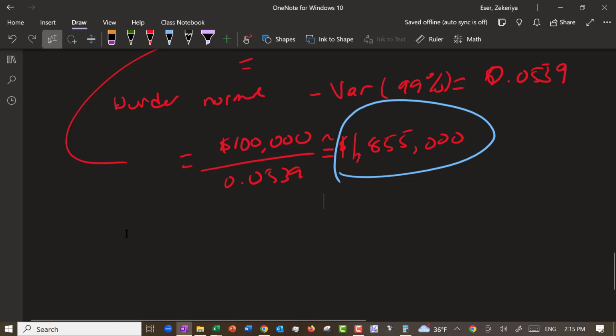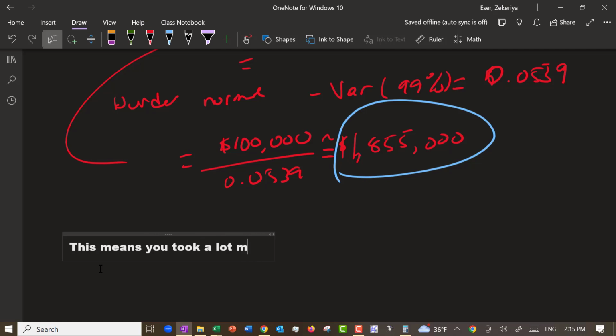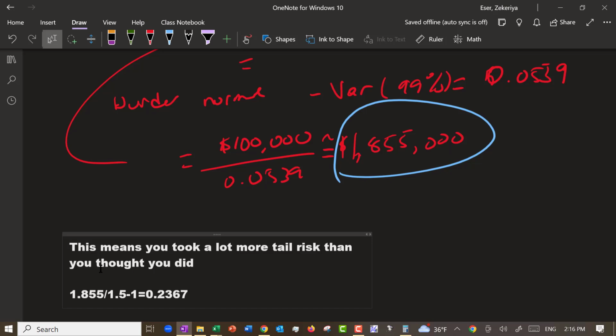So this means you took a lot more tail risk than you thought you did. And the number is 1.855. Almost 25% more risk than you thought. And that could mean a lot.